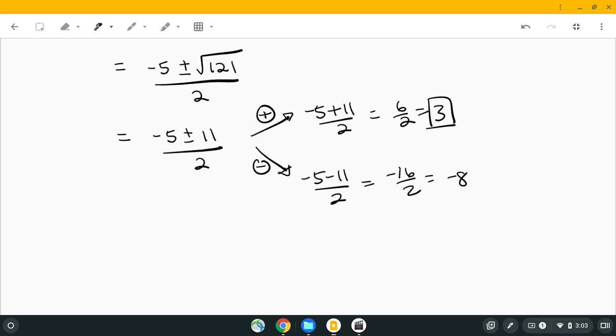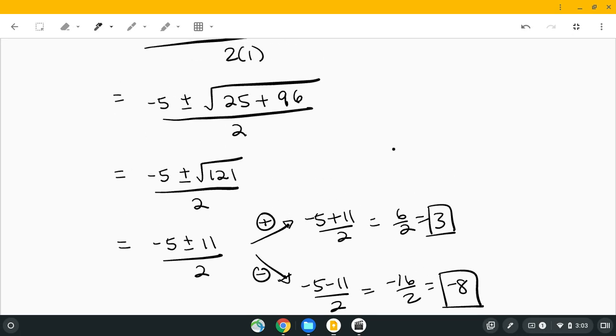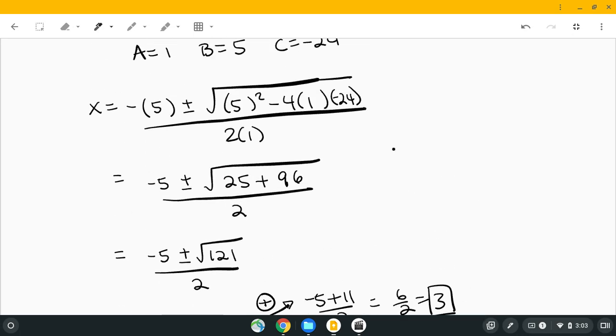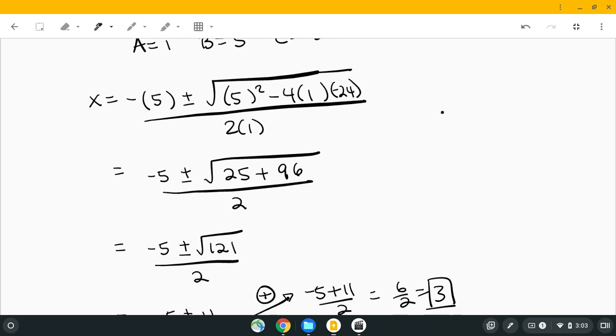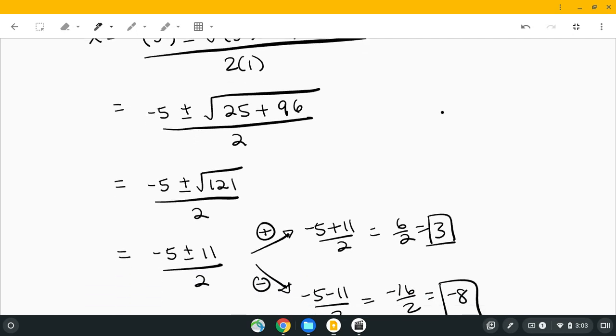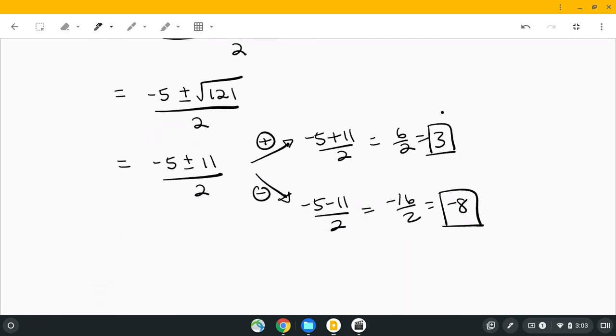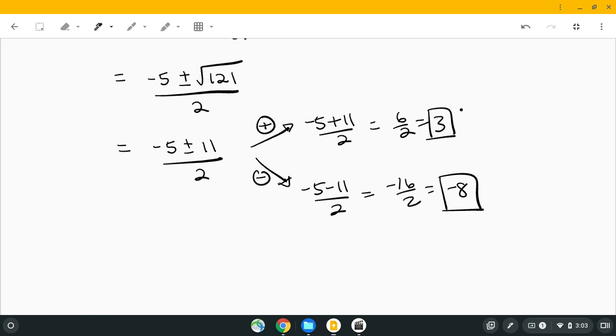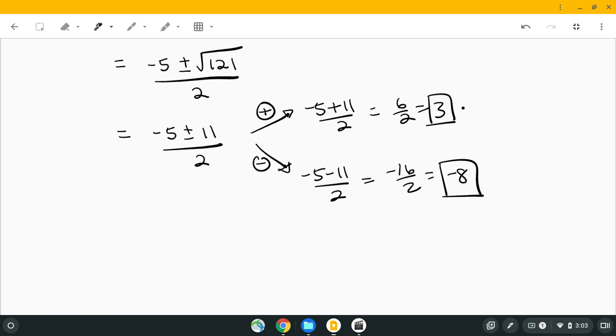And again, these are the same answers we were getting when we used the other methods. So I would say the most tricky part about the quadratic formula is keeping track of your signs, which is why I say use parentheses when you're plugging in your numbers. This is just part 1 of this section, so stay tuned for part 2.